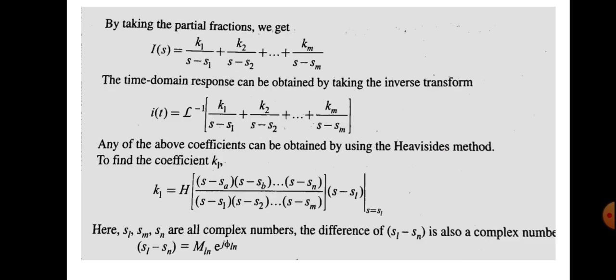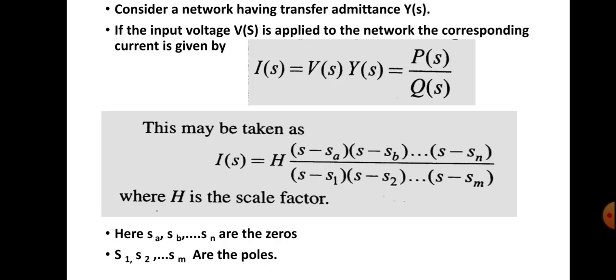To find the coefficient k1, what is our regular procedure? We have an F of s function, then k1 will be found by F of s into (s minus s1) at s equal to s1. That is our procedure. Similarly, what is I of s here? I of s is this function. I of s will be multiplied by (s minus s1), and we will substitute s equal to s1. That is our regular procedure.